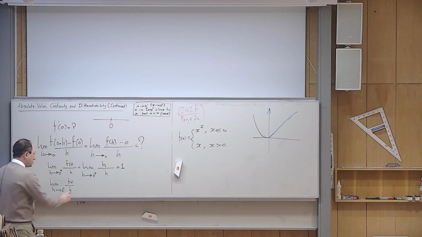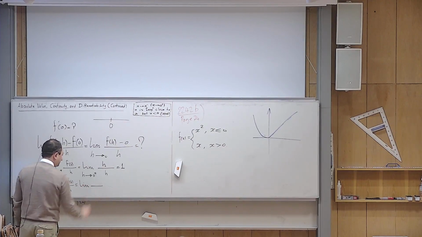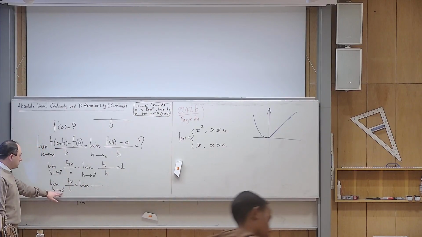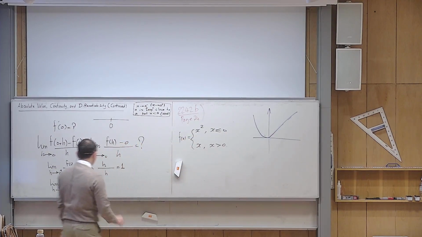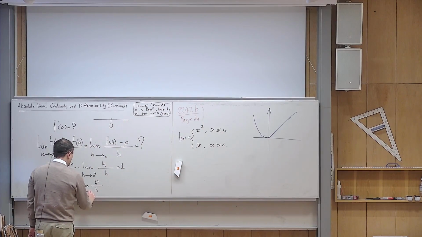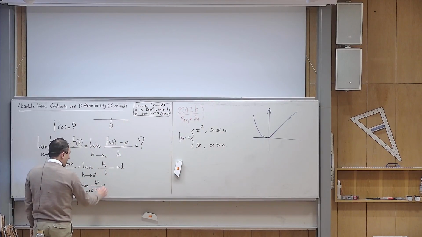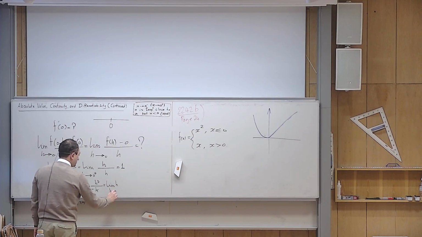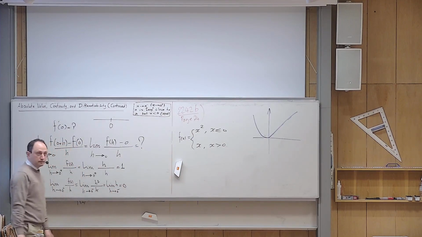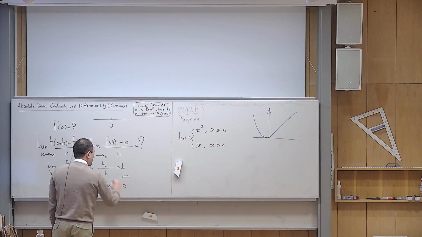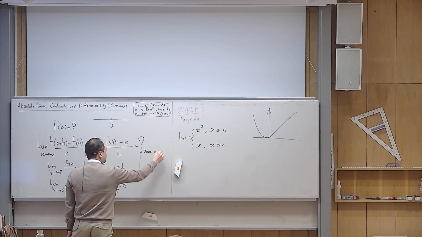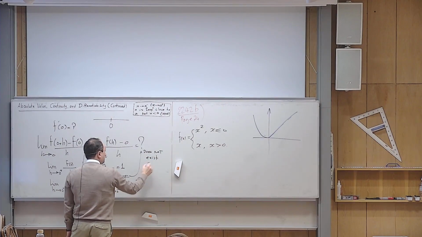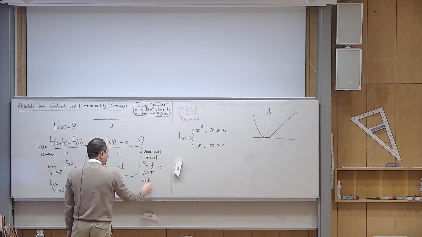For this one, h goes to 0 from the left hand side. So f of h should follow this rule. So this becomes h squared over h, as h goes to 0 from the left. This h and this h are cancelled, so this becomes the limit of h as h goes to 0 from the left, so the answer this time is 0. And because these two limits are not equal, this means that the limit does not exist. So f is not differentiable at the origin.